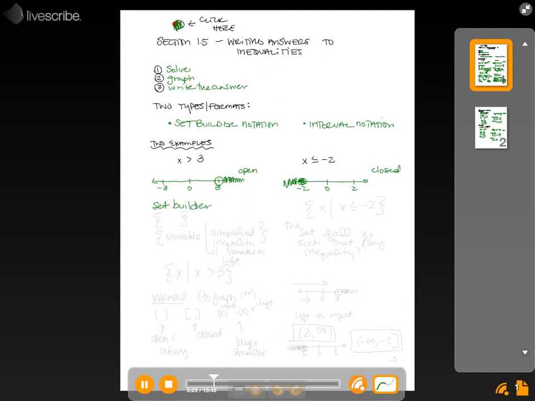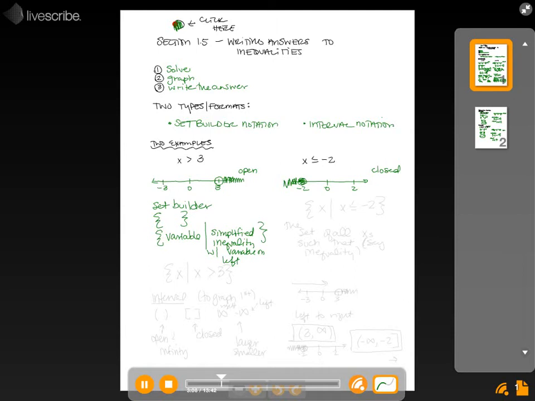Alright, set builder notation. It uses curly brackets. So you're going to need to get in the habit of writing curly brackets. What we do is we start with a curly bracket, we put the variable, and then we draw a line. And then after that line goes the simplified inequality with the variable on the left. And it's important that the variable's on the left. And then we close our brackets. So that's one of the reasons I told you when you're writing your answers, your variable always needs to go on the left-hand side. And it's that easy.